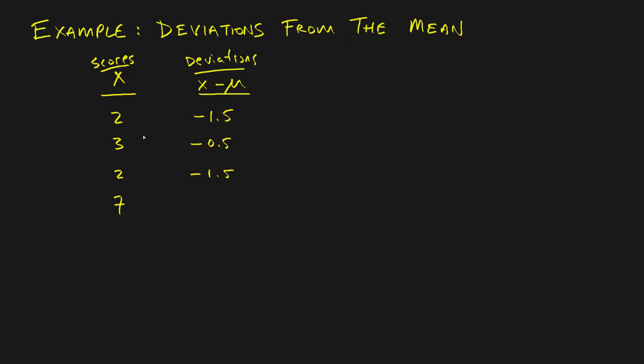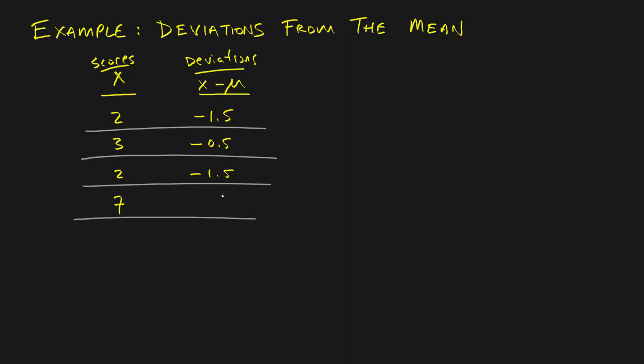So let me set it up like this. Okay, so the last one here is missing, and they're going to ask you to fill in this blank. So let's just put that in here. Let's say, what is the missing deviation?